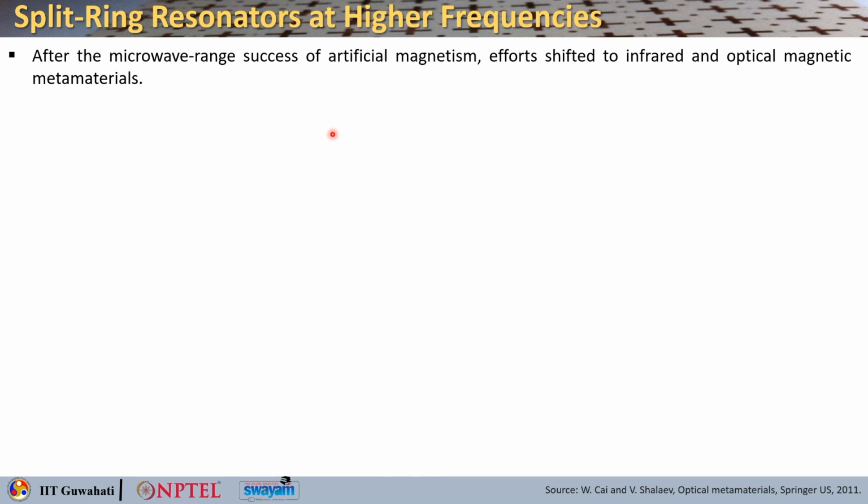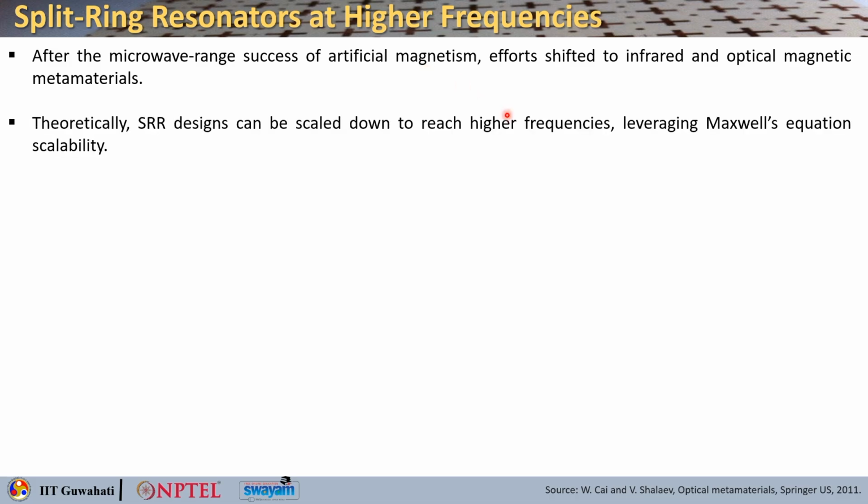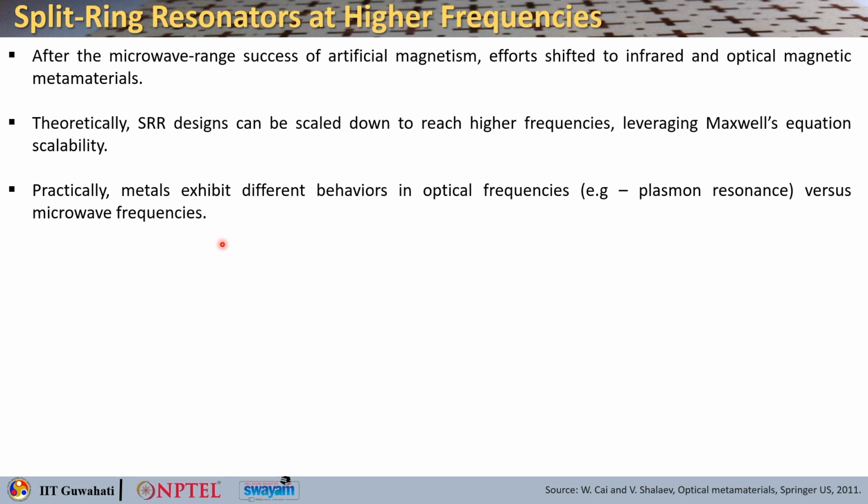Now, what is important to notice is that after the microwave range success of artificial magnetism, people working in the infrared and optical field also tried shifting this towards the infrared and the optical range. So, you have infrared and optical metamaterials. In that case, theoretically, when the frequency goes up, you have to scale down the split ring resonator design. So, that allows Maxwell's equation scalability, okay, frequency scaling you can say.